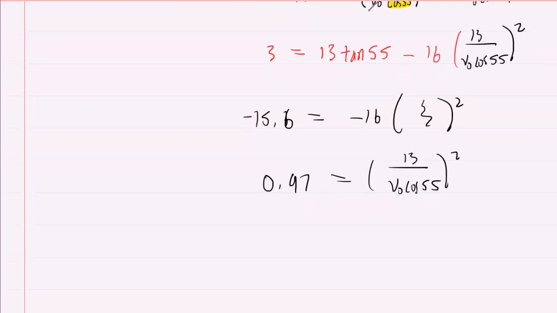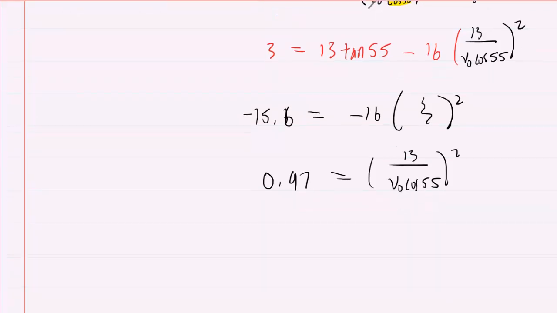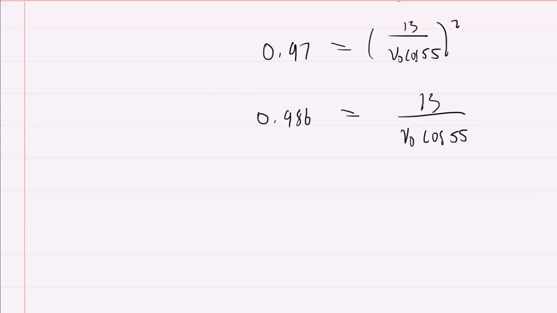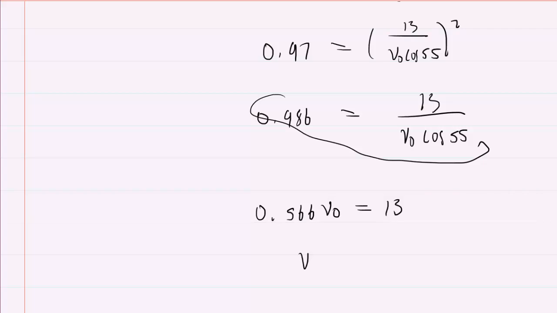And then let's take the square root on both sides. So if you square root the 0.97, you're going to get about 0.986. If you square root the right side, that cancels out the squaring. So you'd be left with this. And then we can cross multiply, perhaps. So 0.986 times the cosine of 55. That's going to give us about 0.566 v0 equals 13. And then finally divide both sides by the 0.566, and you're going to get about 23. And since we left everything in terms of feet, this would come out to 23 feet per second.